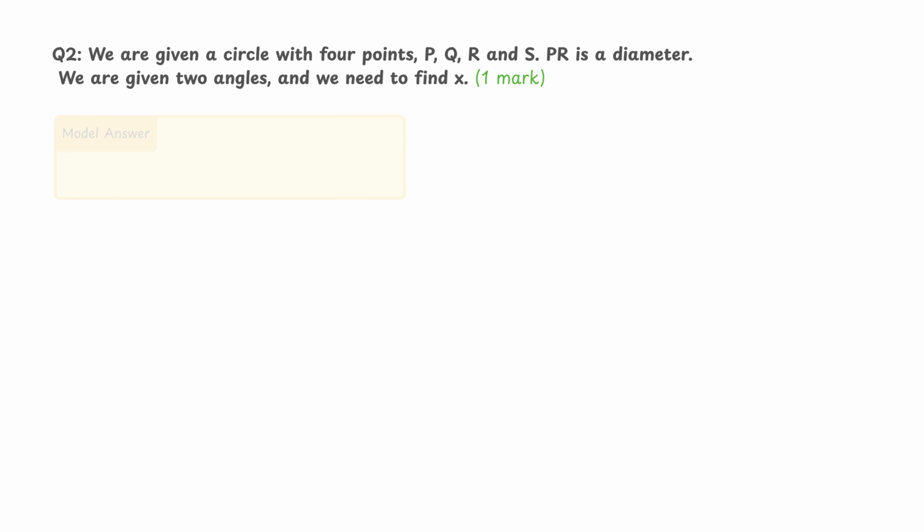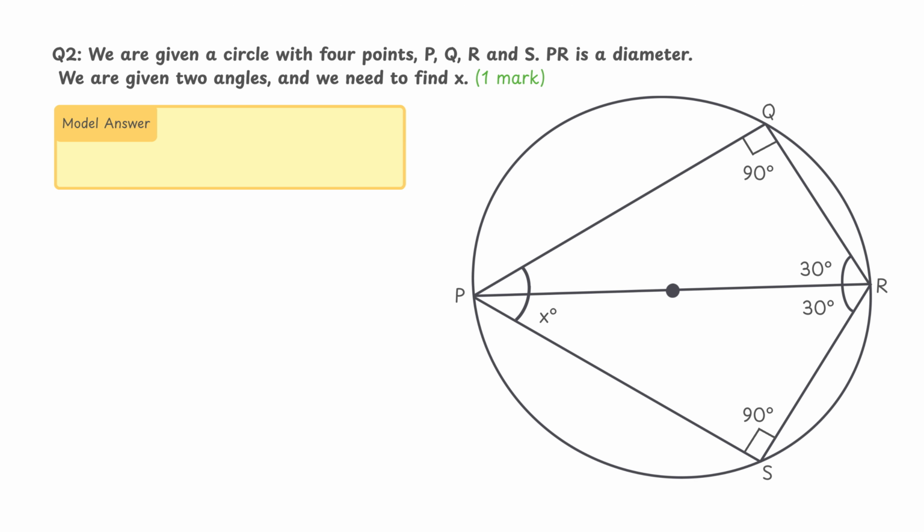We are given a circle with 4 points, P, Q, R, and S. PR is a diameter. We are given 2 angles and we need to find X. Now let's begin step by step. First, always look for the key feature. We are told that PR is a diameter. That should immediately trigger a theorem in your mind. The angle in a semicircle is 90 degrees.